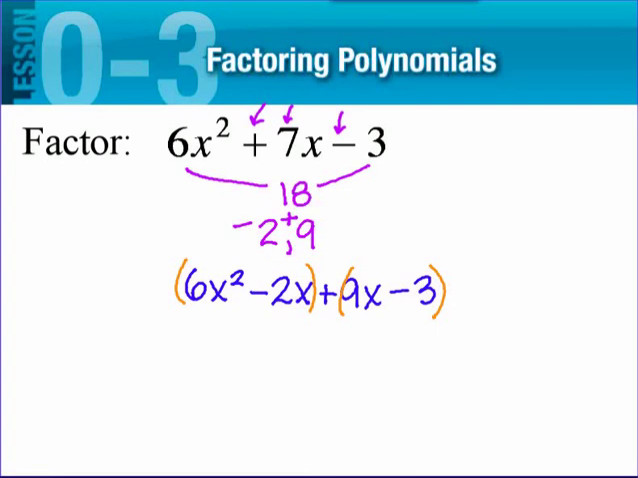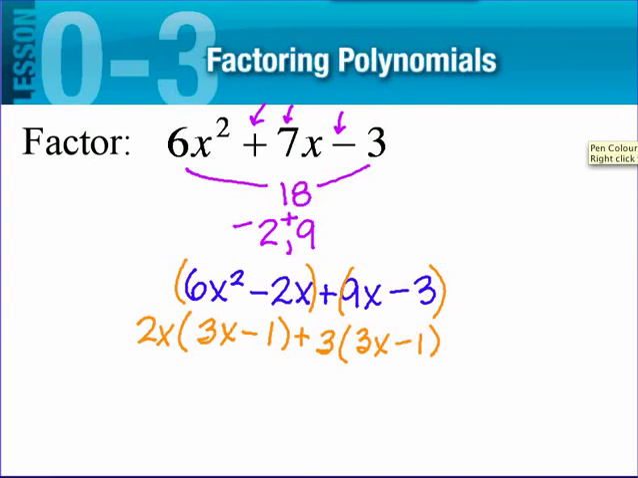What can you take out from the first pair? What is in common? 2x. So now I need to factor like I did yesterday. If I take 2x from 6x squared, 2 times what is 6? 3. So it will be 3x minus 1. Yep. Now I'm going to take out something in common from the second pair. What's in common from the second pair? A 3. If I take a 3 from 9x, what are you left with? 3x minus 1.